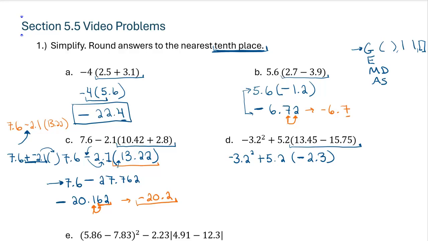I don't have any other grouping symbols or grouping. I do have the parentheses, but there's nothing to combine in the parentheses. They're already fully reduced. So I'm ready to move to the next part of GEMDAS. So I'm done with exponents. Now I've moved to multiplication and division, which I have right here. Now I'm going to rewrite.